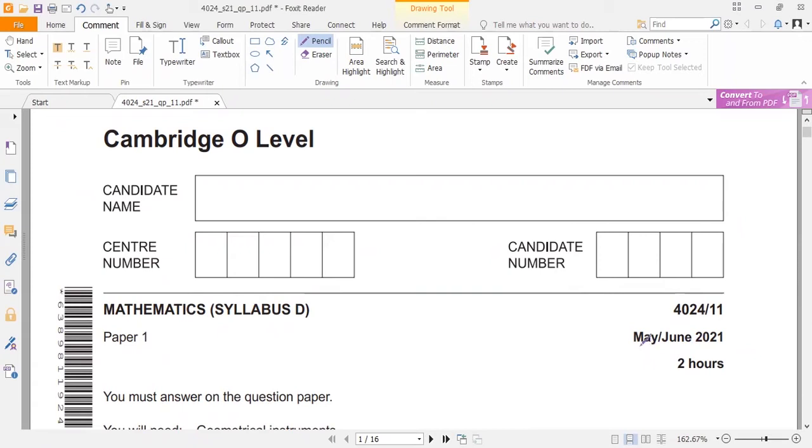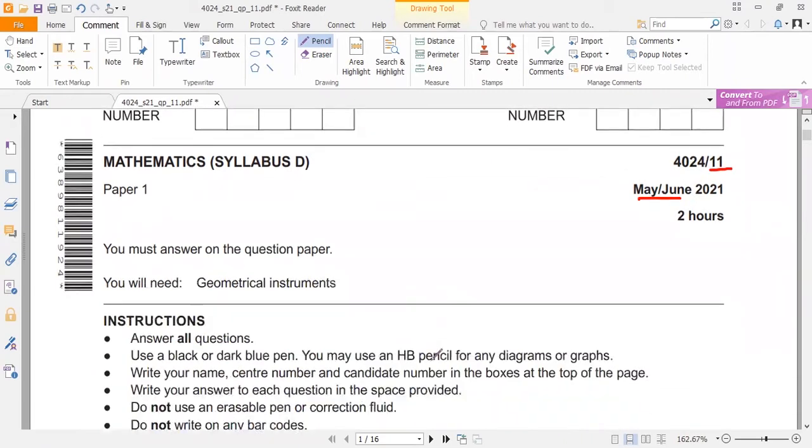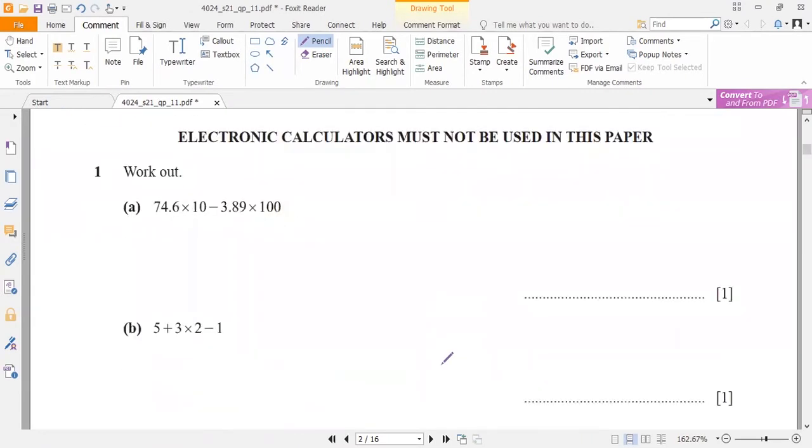Today we are going to solve the 2021 summer variant 1-1 paper. Okay, let's proceed towards the paper. Now in question number 1, we need to solve this.